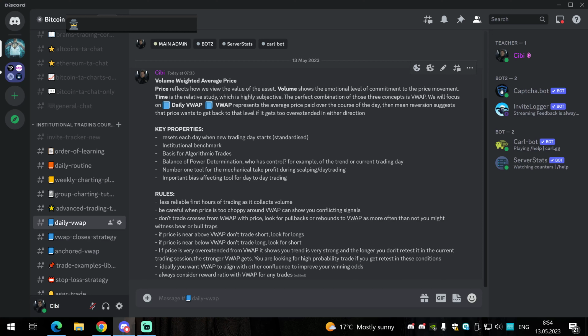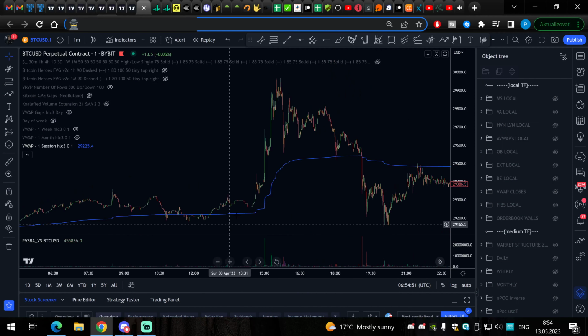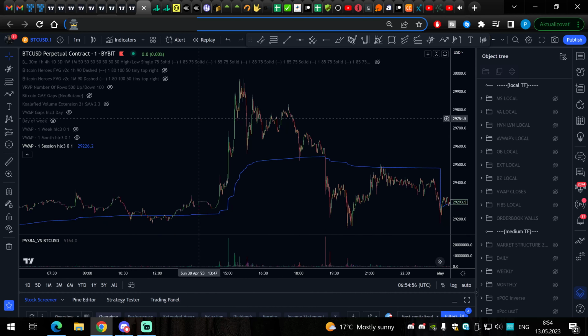You're looking for a high probability trade if you get a retest in these conditions. Of course, ideally you want VWAP to align with other confluences to improve your winning odds. And always consider reward ratio for your winning trades. But yes, we will be going over this, because if you overextended, like here, you went massively away from the VWAP, especially here, look at here. Very, very massive move here.